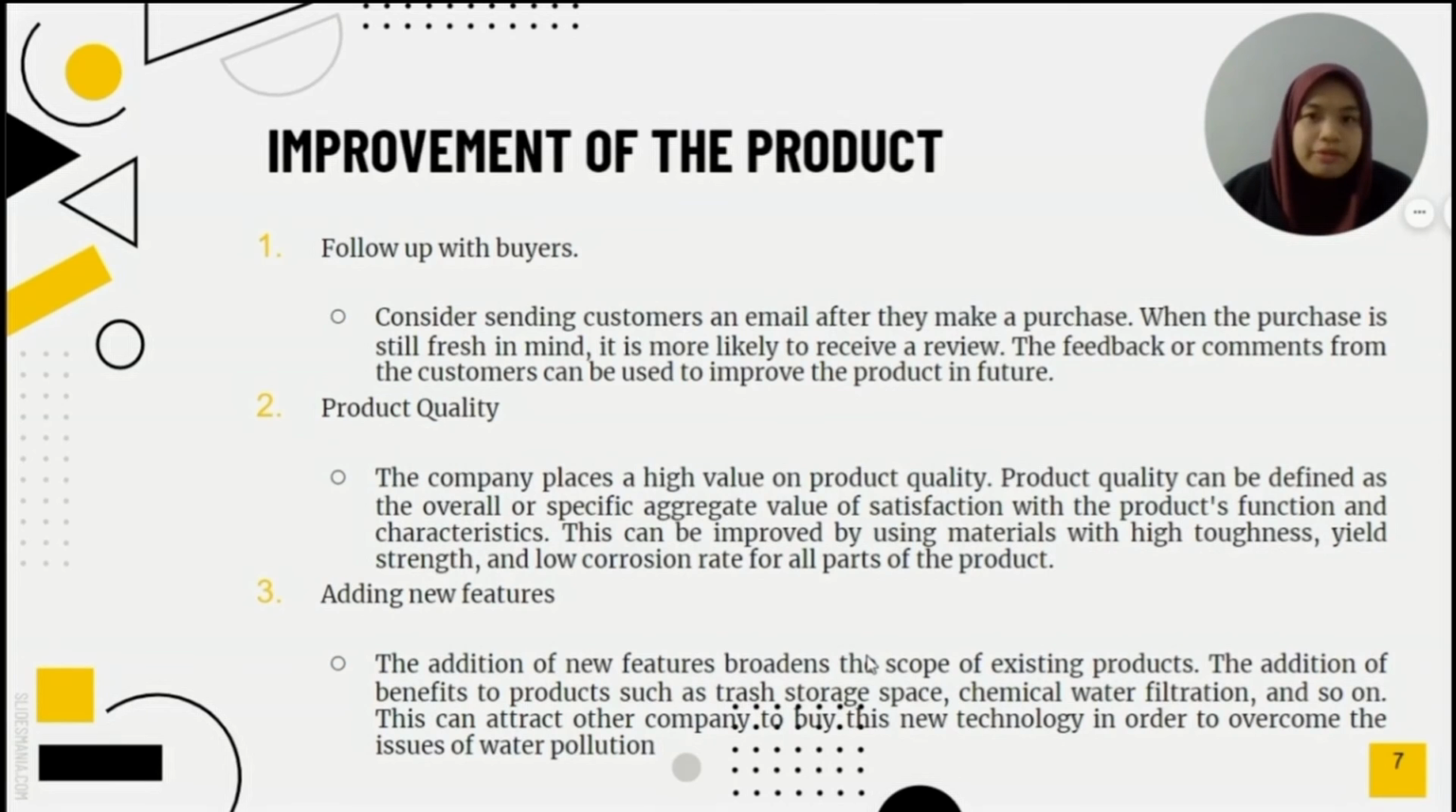Improvement of the product. First, follow up with the buyer. Consider sending the customer an email after they have made a purchase. When the purchase is fresh in the mind, they are more likely to leave a review. Second, product quality. The company places a high value on product quality. Product quality can be defined as an overall or specific aggregate value of satisfaction with the product function and characteristics.